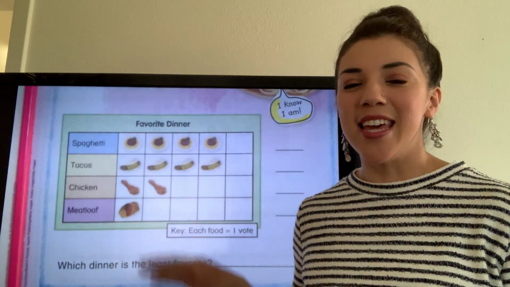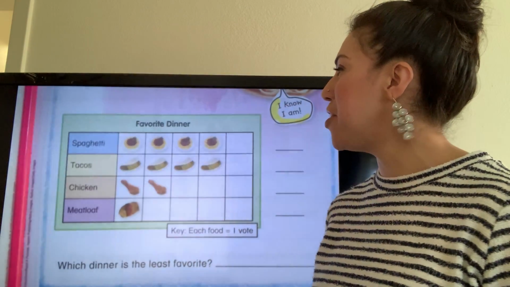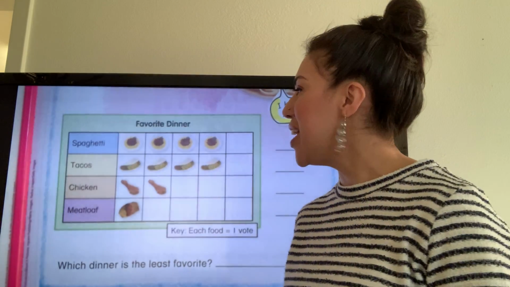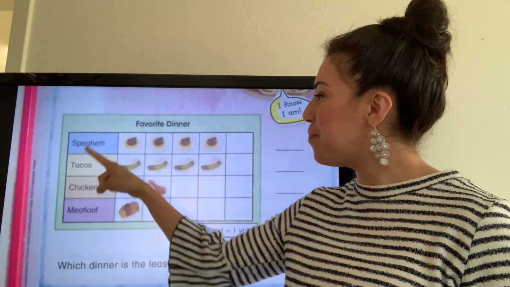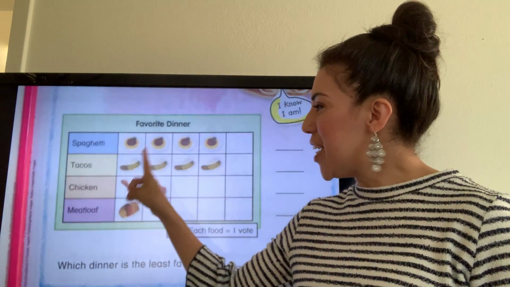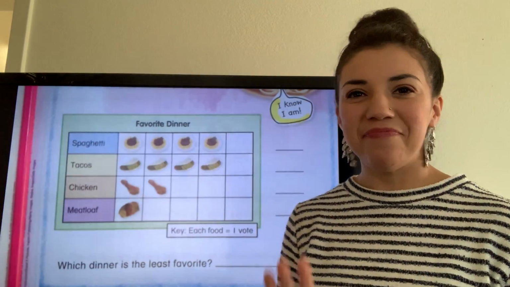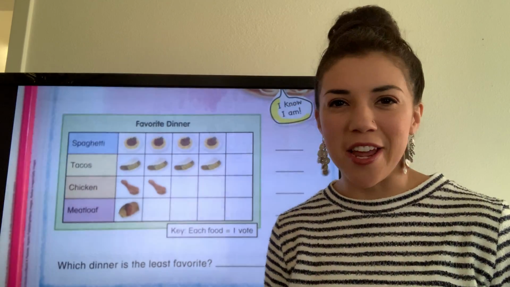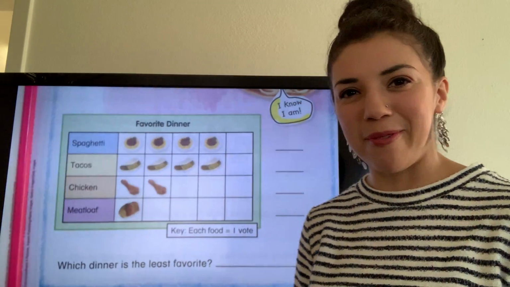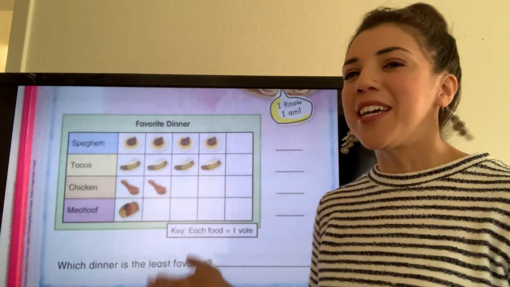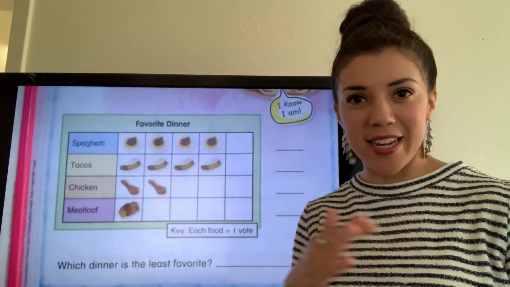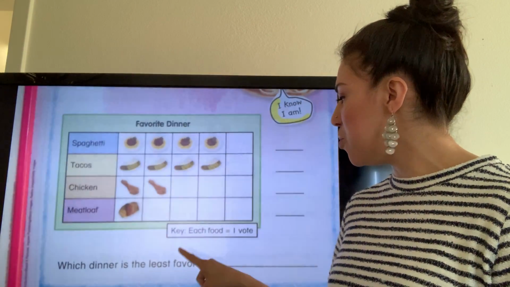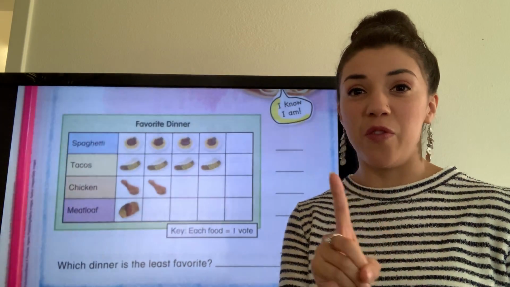You guys see the first chart talks about your favorite dinner. So go ahead and read the choices with me. So we have spaghetti, tacos, chicken, and meatloaf. Can you guess what my favorite is? Yeah, I know. You already know. It's tacos. Yes, you're right. Okay, so let's go ahead and read the key first because that's going to give us some good information. So the key is each food is equal to 1 vote.